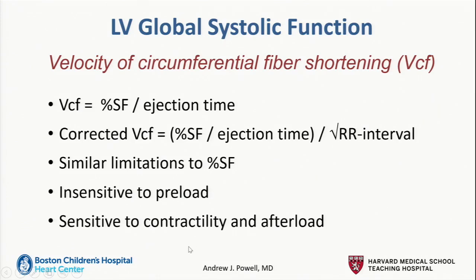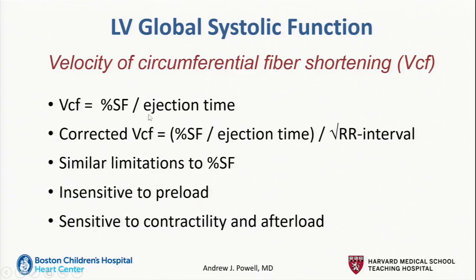Let me mention another parameter for systolic function, because sometimes this comes up. It's called the velocity of circumferential fiber shortening, and it's not really that complicated to calculate. You just take the shortening fraction, which we mentioned before, and divide it by the ejection time. You can measure the ejection time by putting a pulse wave across aortic valve flow and measuring the time from the beginning of the flow to when the flow ends. Or another way is to look at aortic valve motion and time it from the opening of the valve to valve closure.